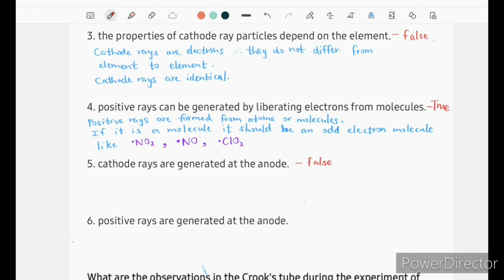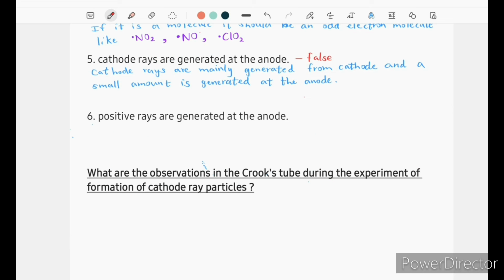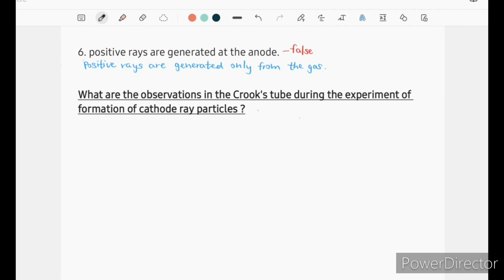Fifth one, cathode rays are generated at the anode. This statement is false. Cathode rays are mainly generated from cathode and a small amount is generated at the anode. Sixth one, positive rays are generated at the anode. This statement is false. Positive rays are generated only from the gas. Now let's move to the next question.